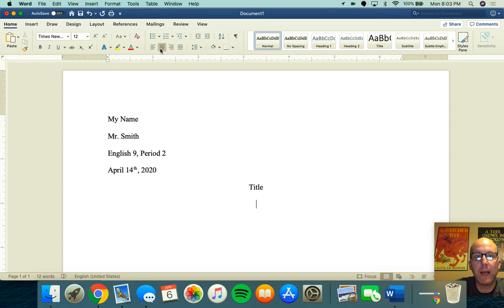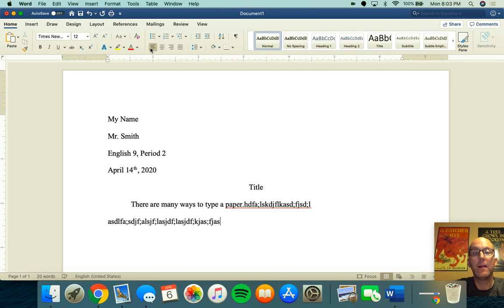What I have to do is I kept my cursor up here because I know I have to go back and align left. So now I'm way back over here, and if you remember, the way that we tab in is by hitting tab. Now I can start typing. So I would start typing my paper here. There are many ways to type a paper. And then I would keep typing. And if I type and type and type, you'll notice that it double spaces. So you see this extra space between lines? That's the double space. It's not between words.